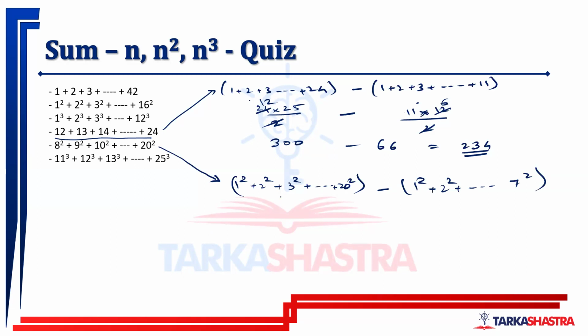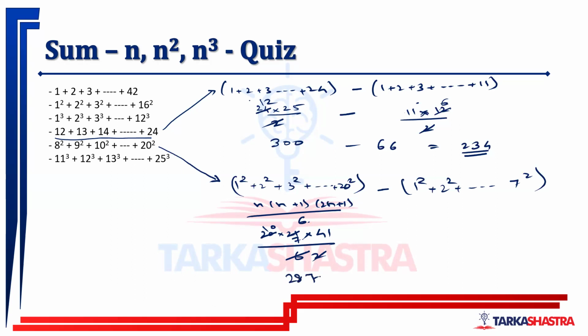So, the formula is n into n plus 1 into 2n plus 1 divided by 6. Directly applying it. So, 20 into 20 plus 1, 21, into 20 into 2, 40 plus 1, 41, divided by 6. This is 3 sevens are, this is 2 ones are, this is 2 tens are. Now 41 into 7 is 287, into 10.